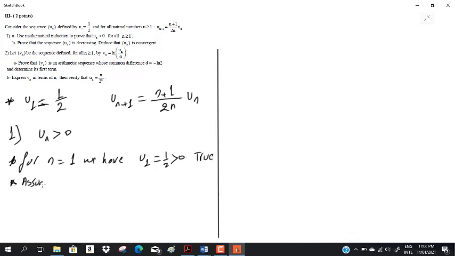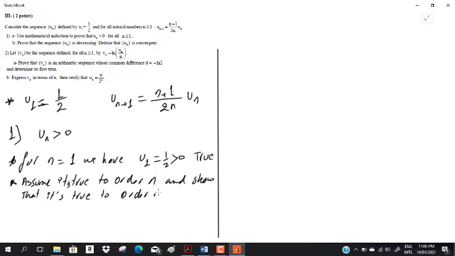Assume that this property is true to the order n, and show that it's true to the order n plus 1. So the given is that it's true to the order n, un is positive, and the required is to prove it's true to the order n plus 1, so we have to show that un plus 1 is greater than 0. Proof.